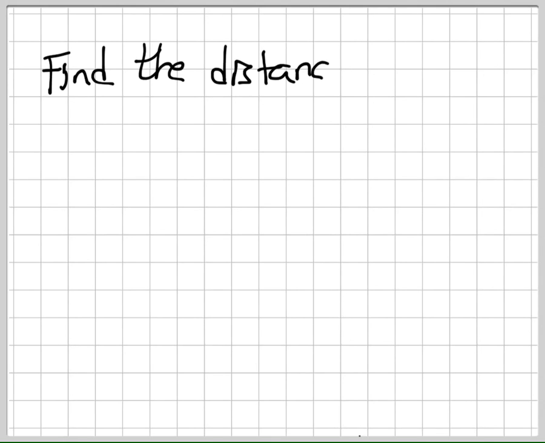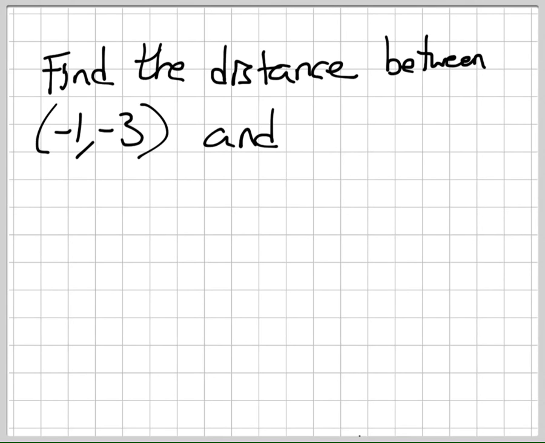Let's have you try one, and then we'll check our answer together. Find the distance, just on a scratch sheet of paper somewhere. And really, you don't even need to plot these points. You don't even need to graph them. Unless you're going to use the Pythagorean theorem, it'd be a little bit easier with the distance formula. You don't need to graph them. Find the distance between -1, -3, and 4, 0.